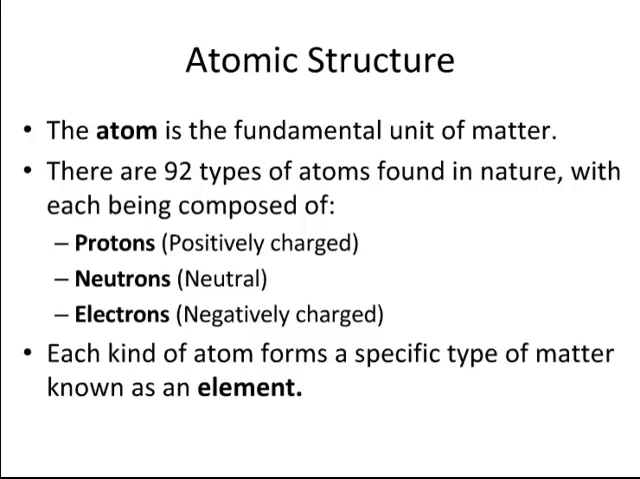If a substance is made up of just one kind of atom, that substance is called an element. So gold is an element. The only thing in gold is gold atoms. Silver is an element. The only thing within the silver is silver atoms. Iron is an element. The only thing within the iron is iron atoms.